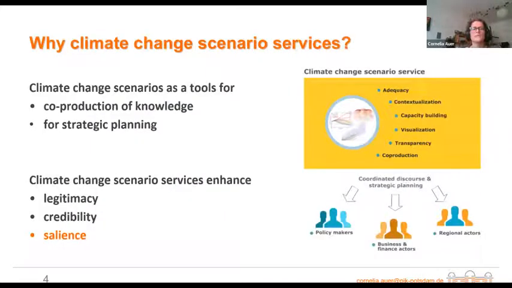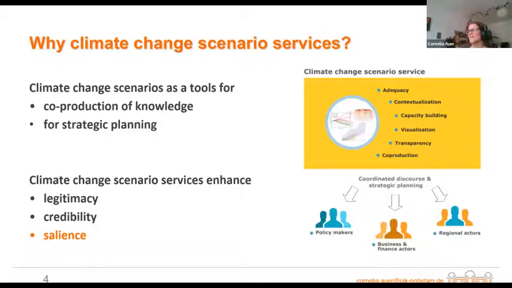And why would we claim that climate change scenario services are important? I think we all agree that climate change scenarios are an important tool for the co-production of knowledge between science and stakeholders, but they also should be used for strategic planning by our stakeholders, and that would really require enhancing the usability of the scenario information that we have. And probably many of you know this famous claim by Cash et al. that any knowledge service should provide legitimacy, credibility, and salience to its information.